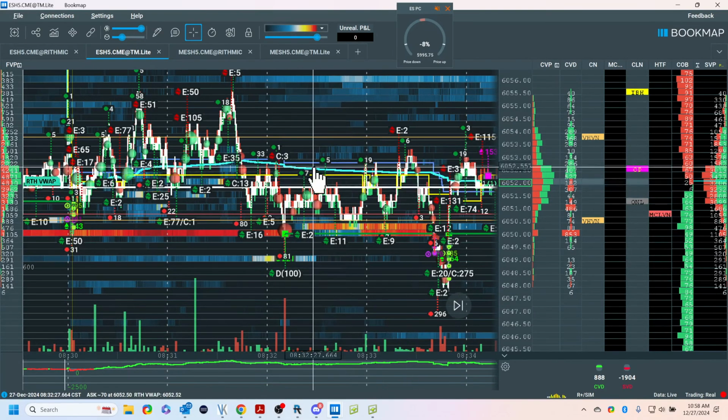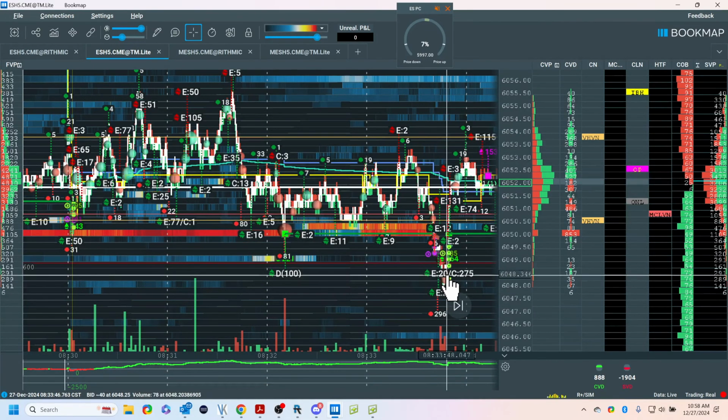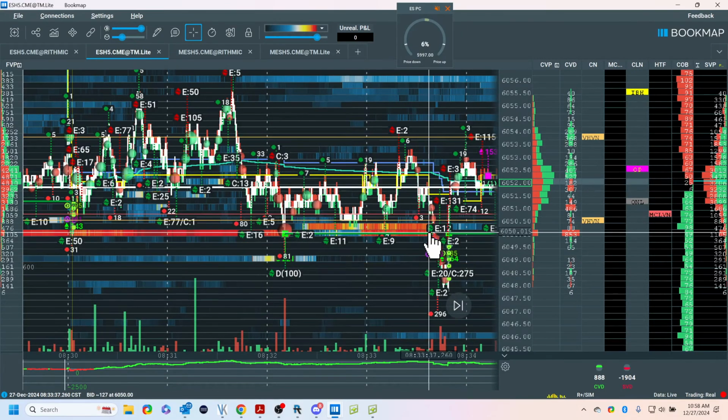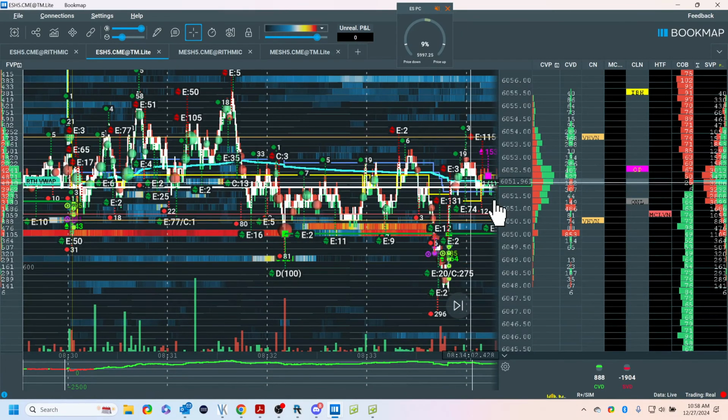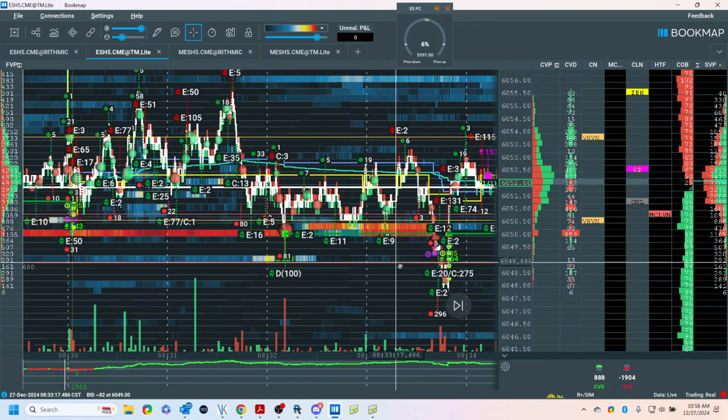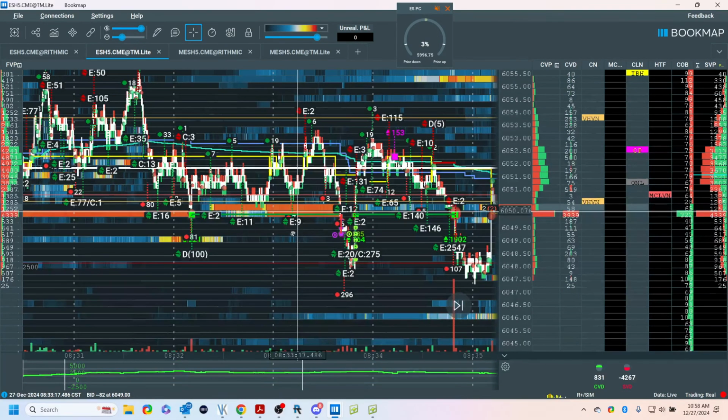So right here is the developing volume point of control. We have a buy sweep here. We have a sell sweep here. This sets up a potential for a counter rotation and for a continuation trade. So for me, it's only shorts.